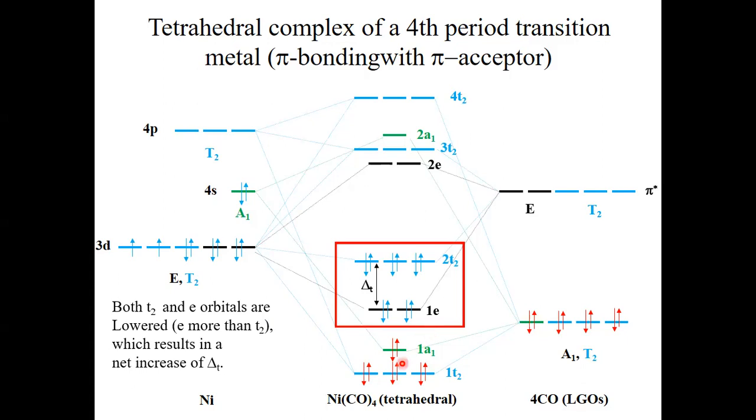So here's just again the result that both the T2 and the E orbitals are lowered, E more than T2, which results in a net increase of delta T. But again, as I said previously, the increase of delta T isn't much. Therefore, all tetrahedral complexes always stay high spin, and there are never any low spin complexes observed in the tetrahedral case.